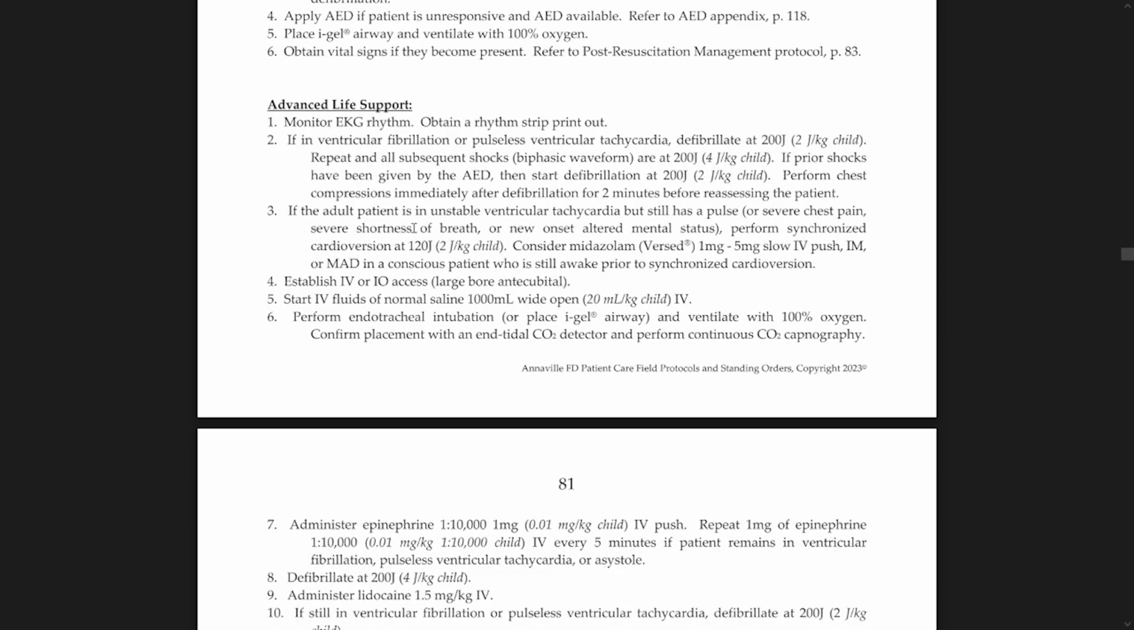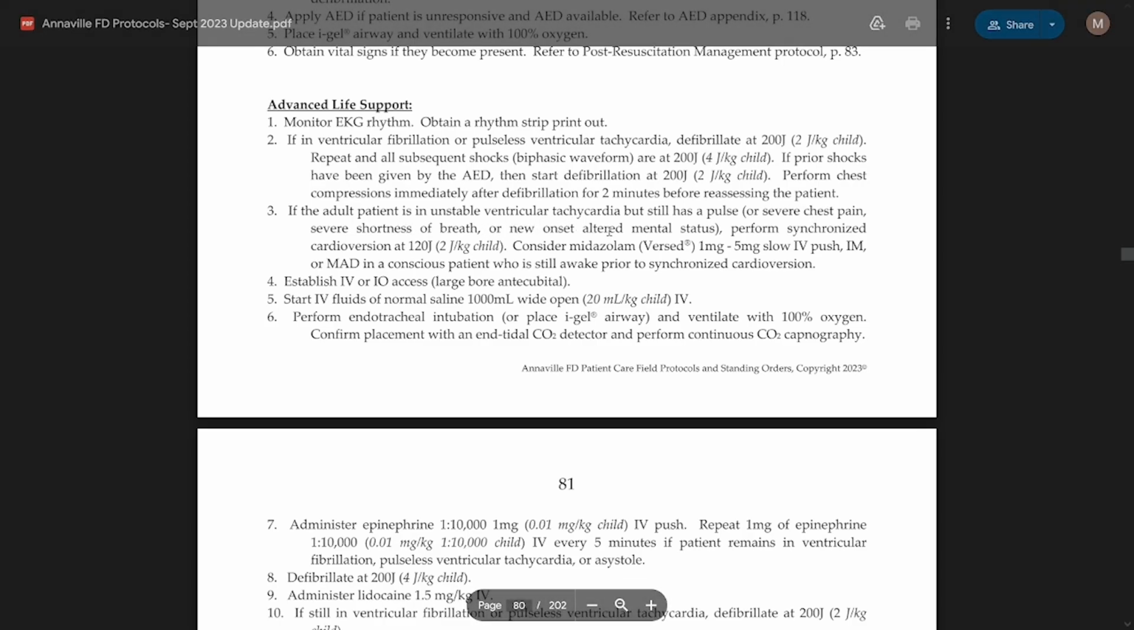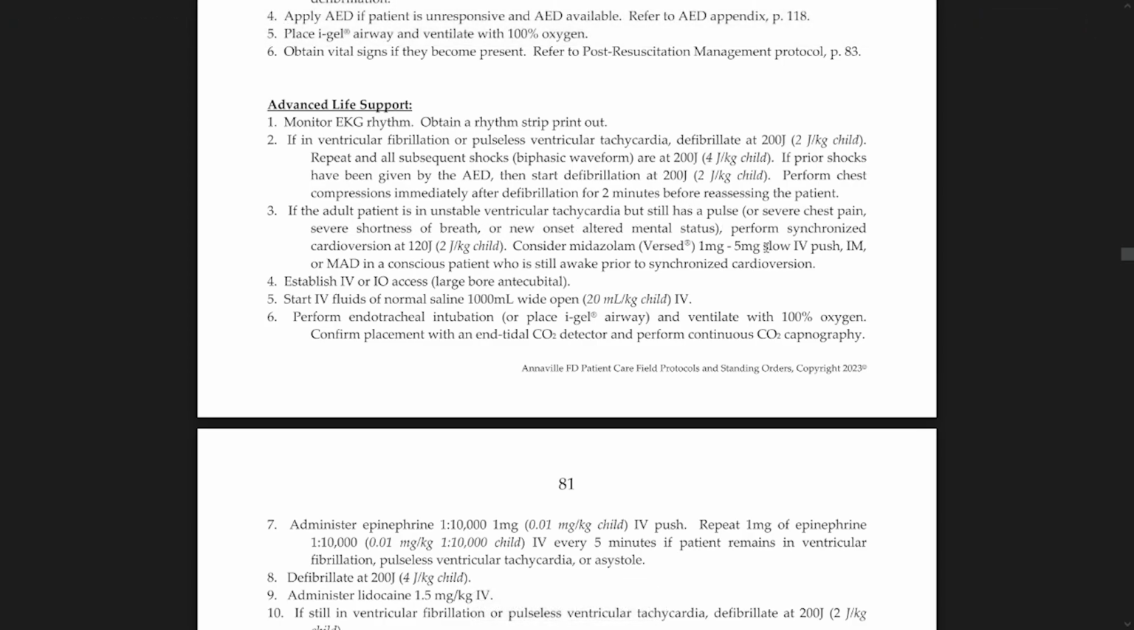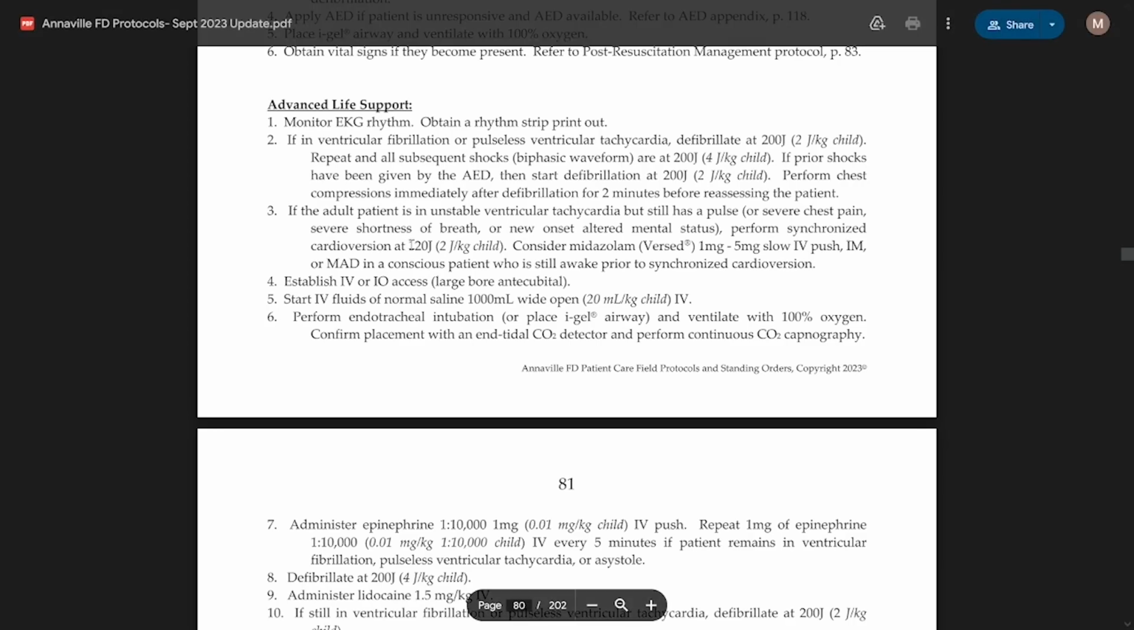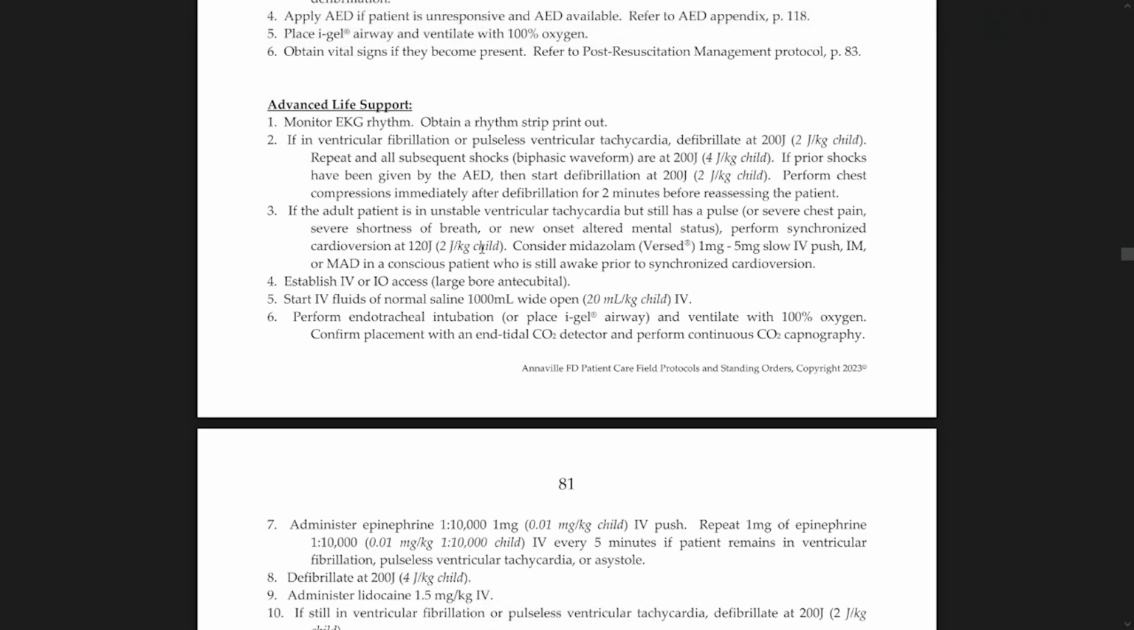If the adult patient is in unstable VTach but still has a pulse or severe chest pain, severe shortness of breath, or a new onset of an altered mental status, perform synchronized cardioversion at 120 joules or 2 joules per kilogram for a child. Consider midazolam or Versed at 1 to 5 milligrams with a slow IV push, intramuscular or mucosal atomizer device on a conscious patient who is still awake prior to synchronized cardioversion.